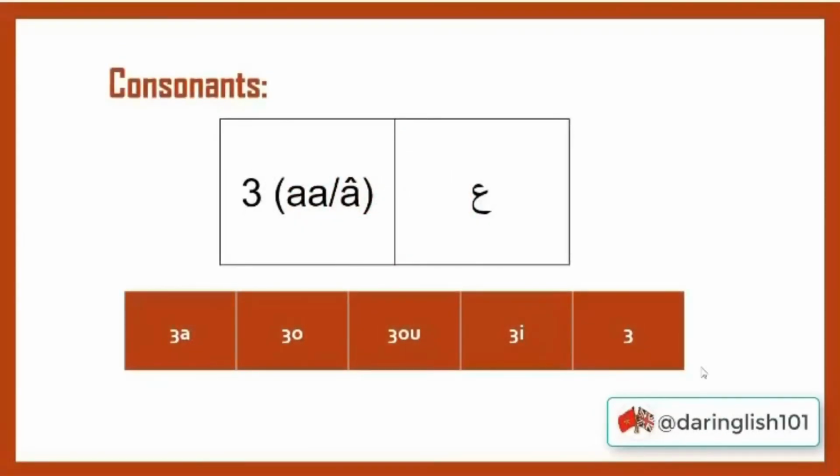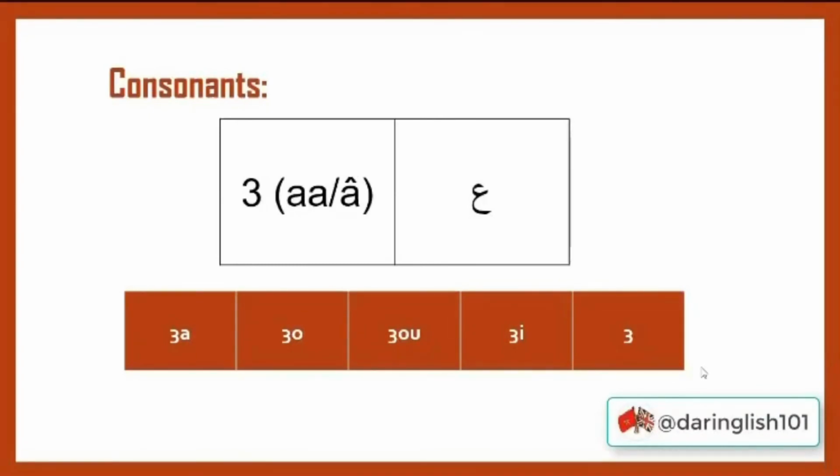حرف العين. I know you all like this one so much. So you can either write it with a 3 or with double A or A with a little hat on top. I personally write it with a 3. So A, U, U, I, A.